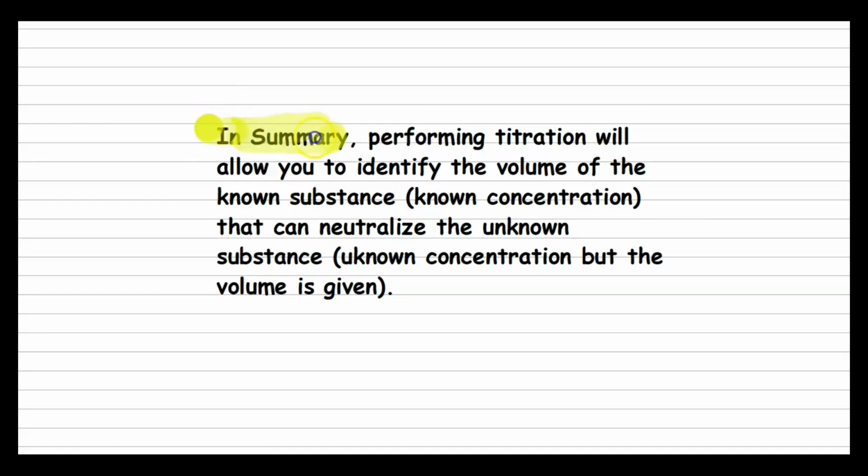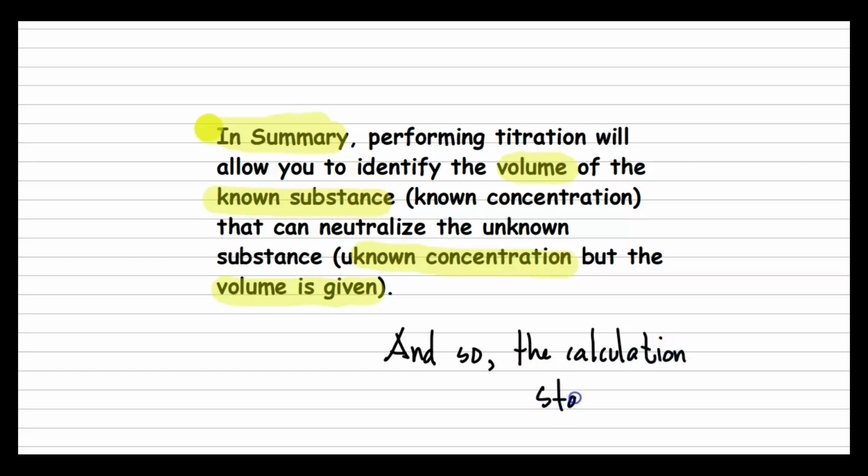So in summary, performing titration will allow you to identify the volume of the known substance that can neutralize the unknown substance. The unknown substance is unknown in concentration, but its volume would be given. And in performing titration, you will get the volume of the known substance. And these are what we need in our calculations.